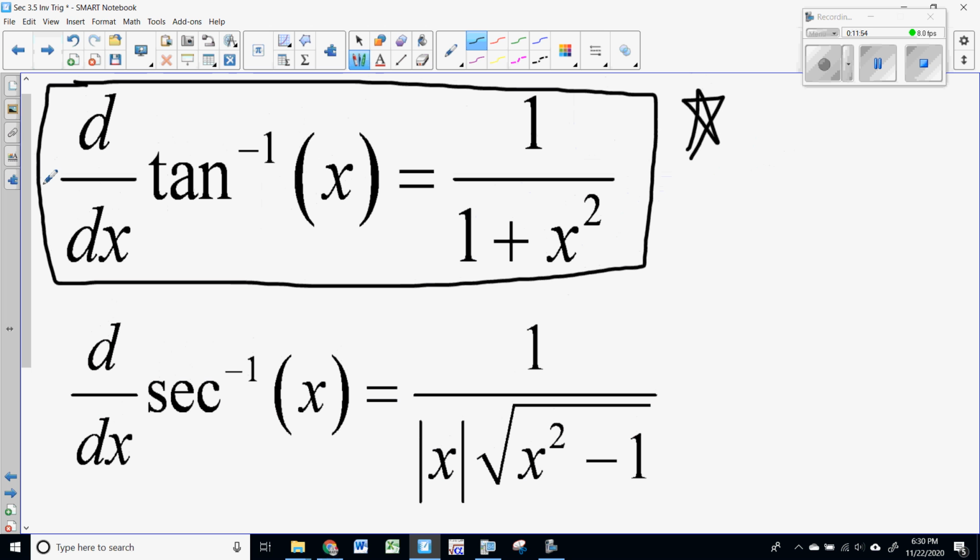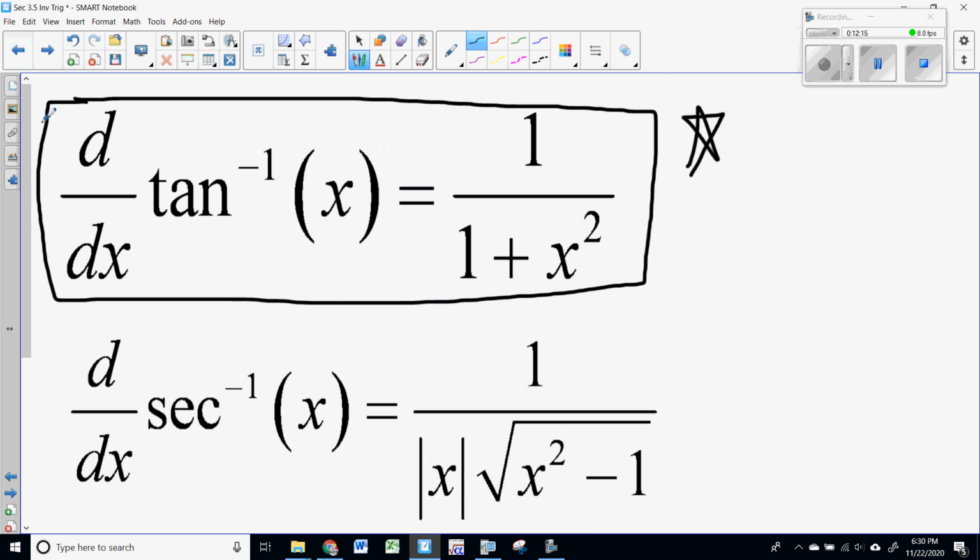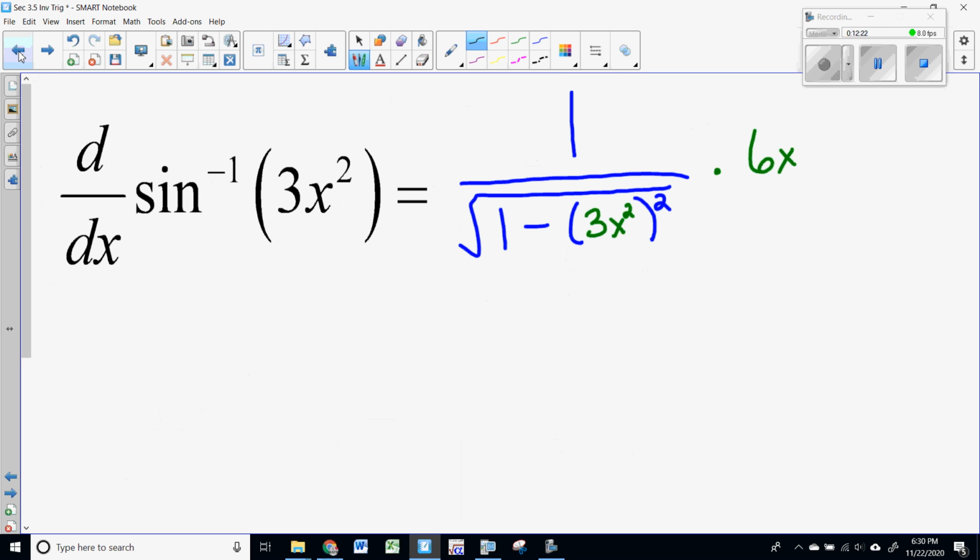Okay. Now, what about cosine? Well, I'm going to jump ahead in your notes here and actually get to those. Those here are our other derivatives. And notice that the inverse cosine, we really can write it as inverse sine. And the same for all the others. So we really don't have many that we have to worry about, just tangent and sine.